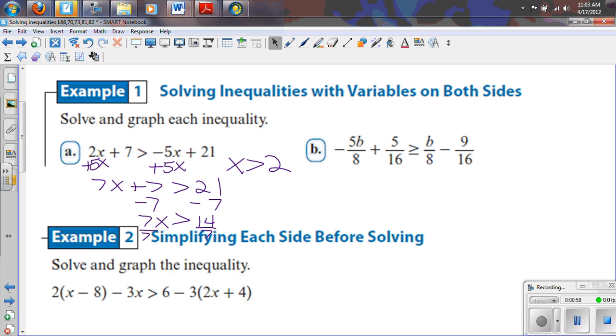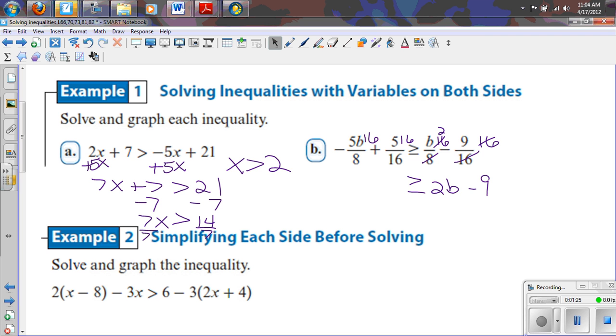Here's a second example with fractions. Remember, you can get rid of fractions by multiplying everything by a common denominator. So I'm going to use 16 as my common denominator here and multiply everything by 16 so that I no longer have fractions to deal with. So when I do that, the 16s here cancel out and I get a minus 9. Here the 16s cancel out and I get 2b.